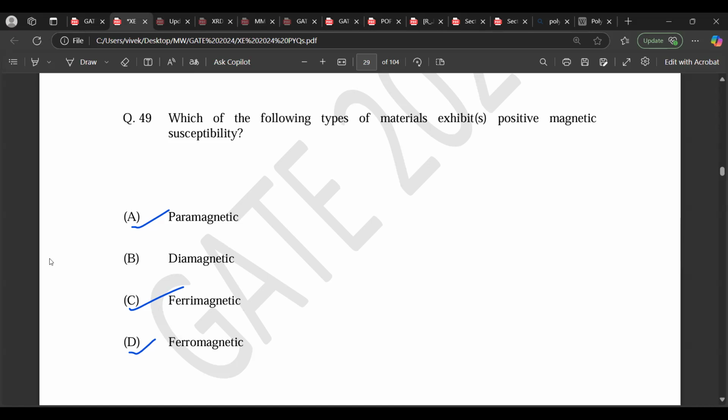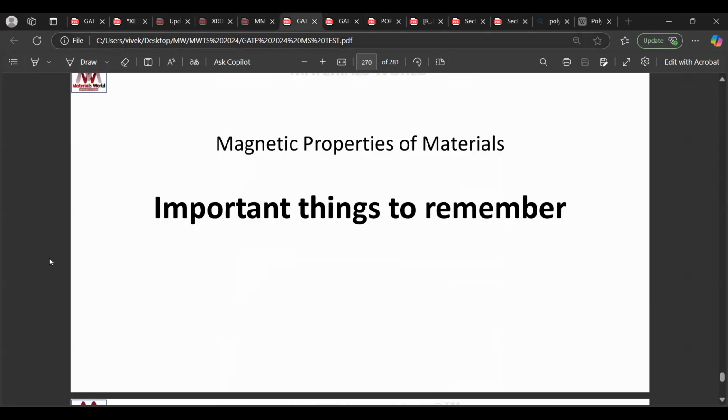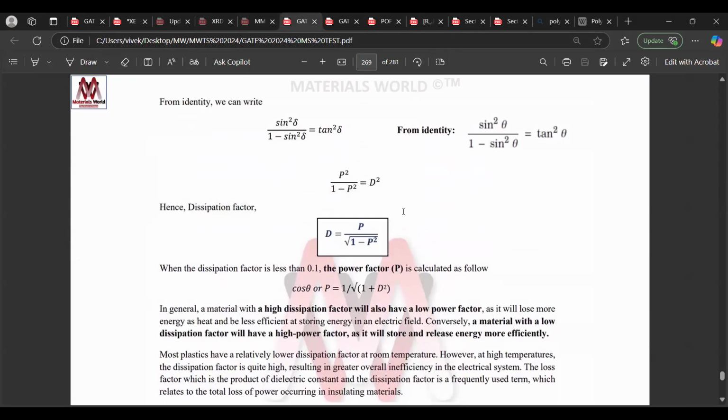Okay, except the polymer rheology, because we have covered a lot of slides on polymer rheology to develop understanding. But in the material science test series notes, if you see, there are particular points to remember, and these notes have been shared for the last three years, right? The test series notes that you all have, we have shared with you all.